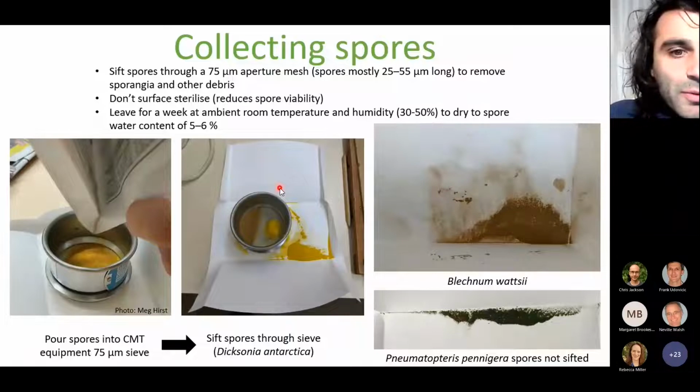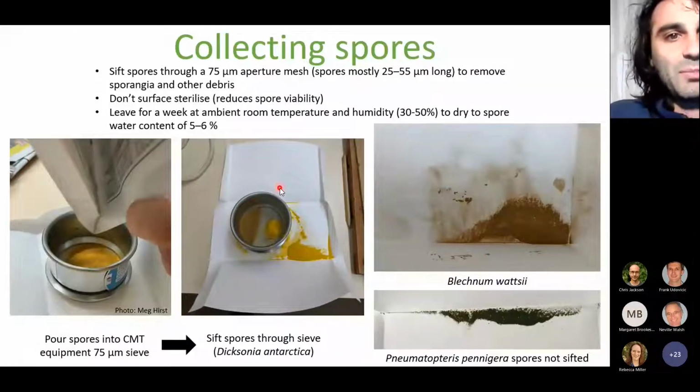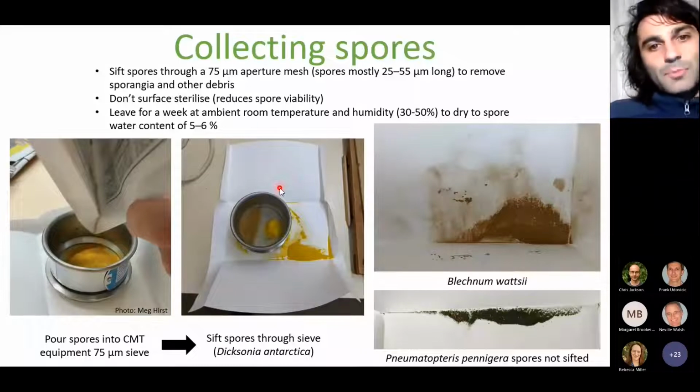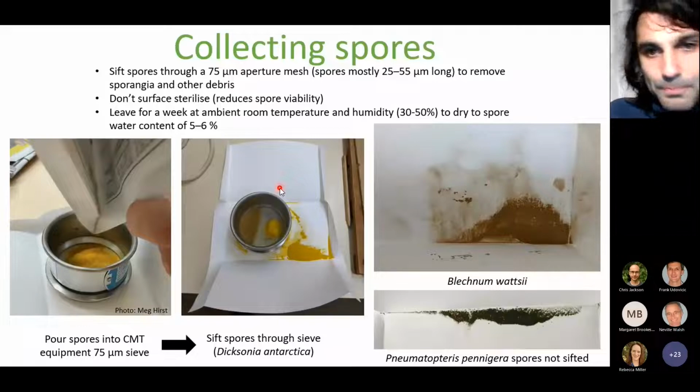And you leave the spores to dry for around about a week at typical room conditions like room temperature and humidity. And that has in the past produced spore water content of around about 5 to 6%, which past studies have found to be about the optimal amount of water content to store spores at. So spores dry reasonably easily because there's not much to them. They've got a reasonably small volume, of course. So they dry out quickly.